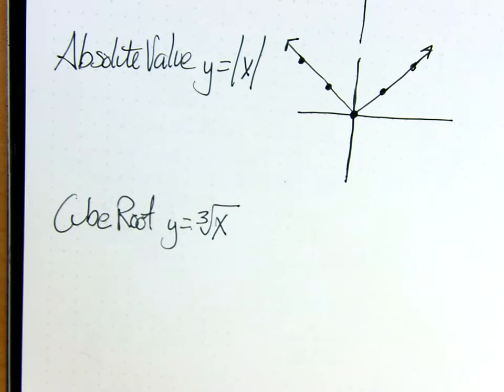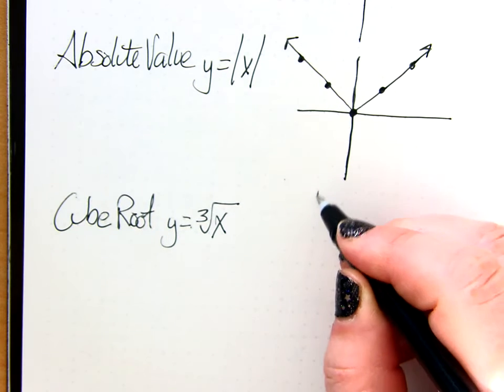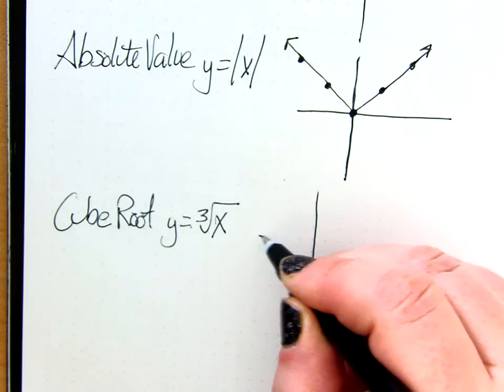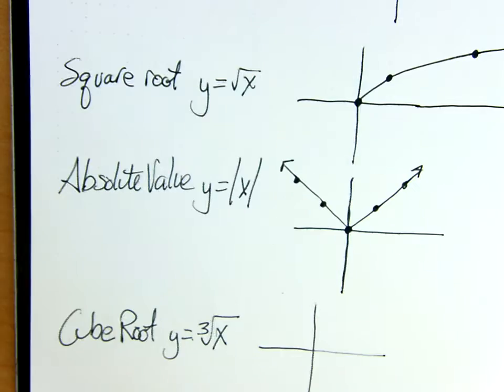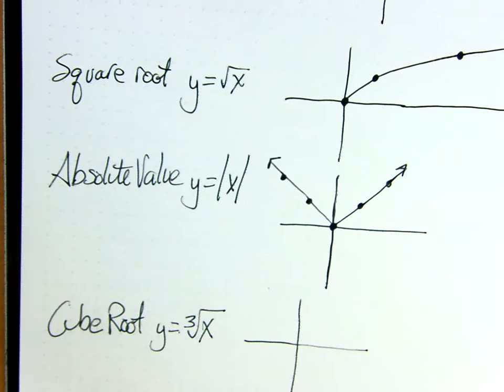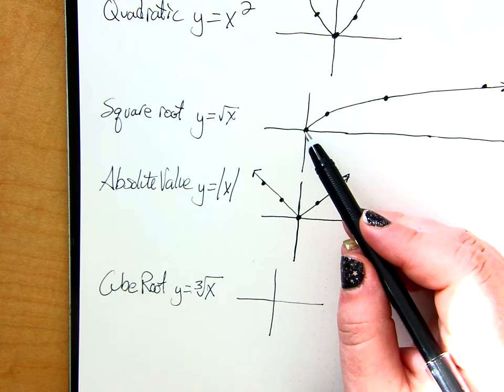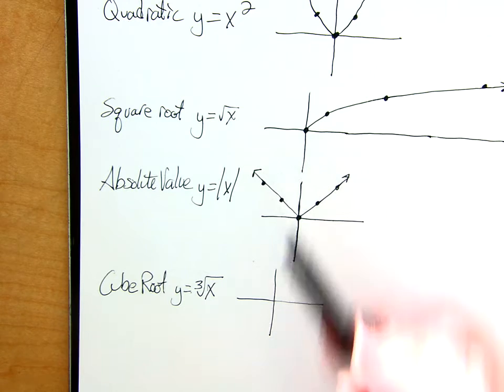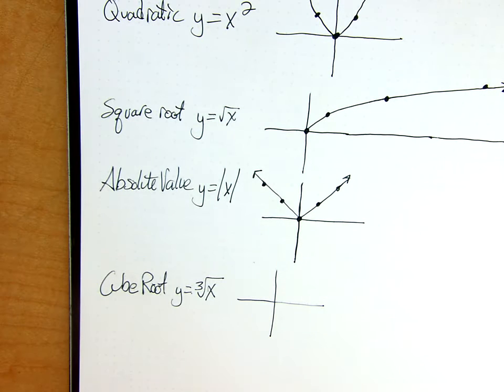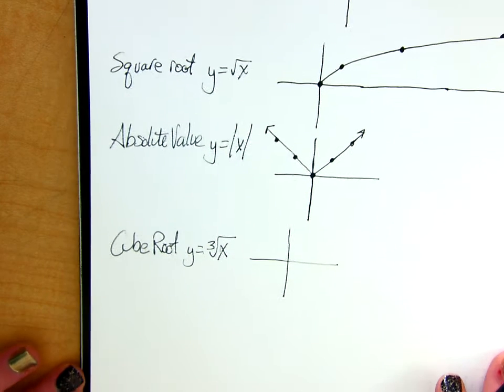Talking about cube roots there. Now, if you look at our square root one, so let me just jump back up here. Remember with the square roots, we had this hard stop at 0 because you can't take the square root of a negative number. Can you take the cube root of a negative number? Yes. So this one is going to go on forever in both directions. There is no hard stop here because you can take a cube root of whatever you like.